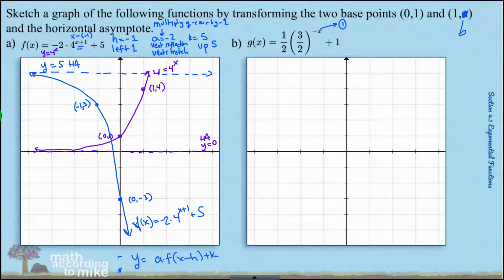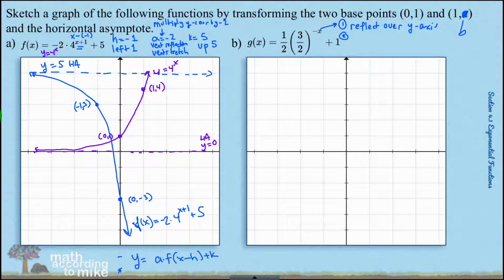Our first thing we're going to do is when you put a negative on the variable, this says to reflect over the y-axis. There's a letter associated with that, but I'm not going to tell you what it is because I don't want you to get confused. But I'm just telling you that's what we do first. Then we'll apply the A.